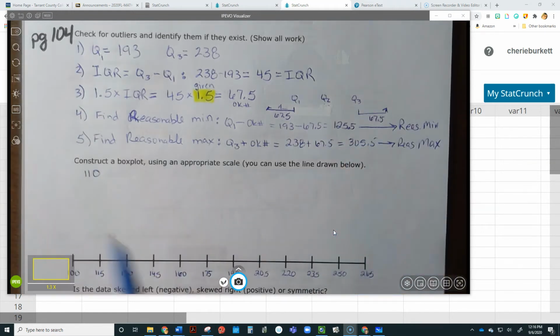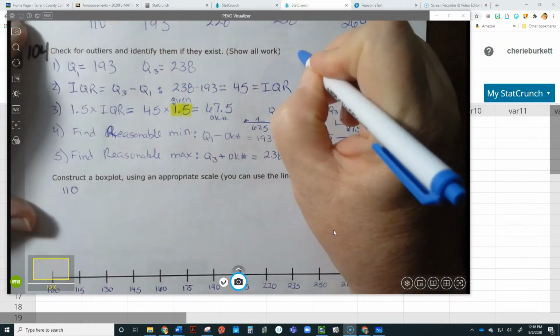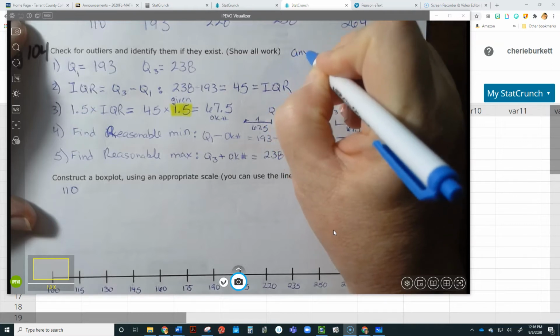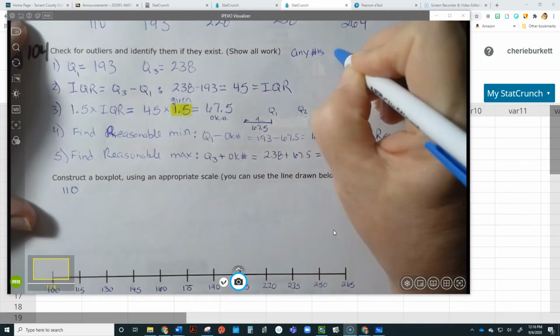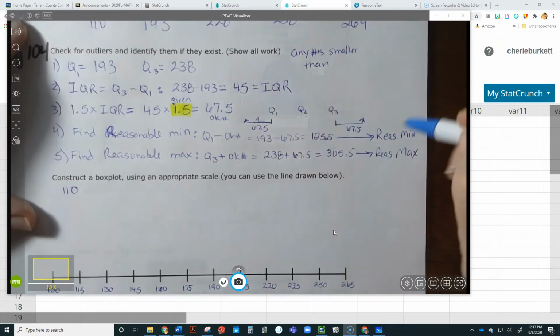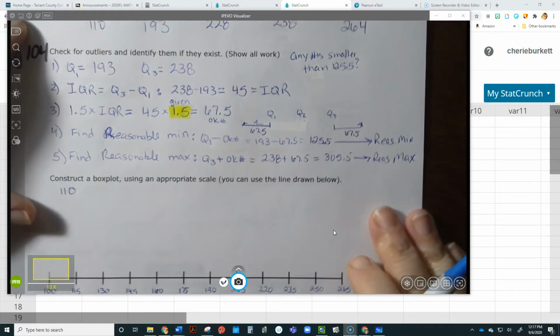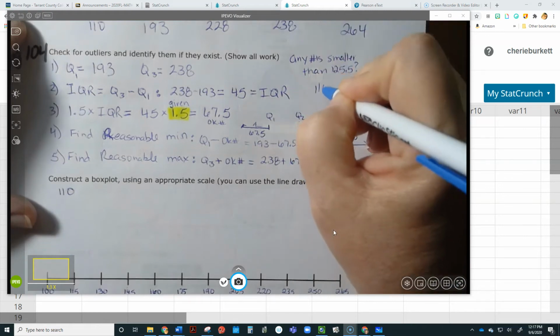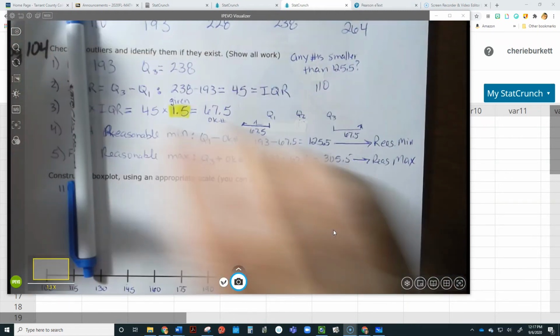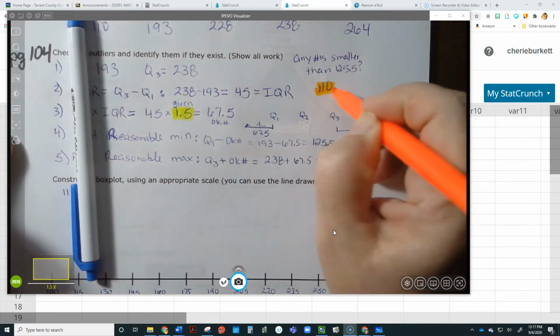So now, to determine whether or not you have an outlier, you ask yourself 2 questions. Question number 1 is, do we have any numbers smaller than 125.5? That's the first question. And we say yes, 110. So since the answer was yes, this one right here is our outlier.